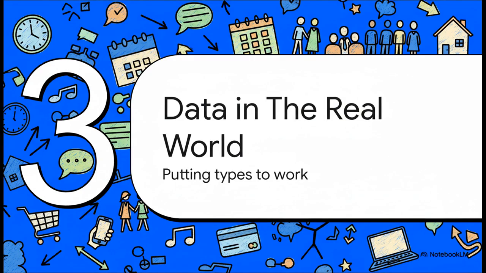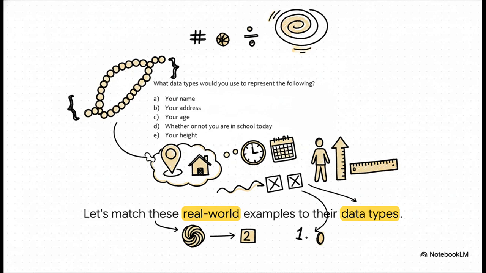Okay, so that's all the theory. But how do these kind of abstract ideas actually represent real-world stuff? Like details about you. Take a look at this list. We're talking about your name, your address, your age, real-world stuff. How would a computer file this information away? Just take a second and think about it. Which of the data types we just talked about would fit each of these examples?